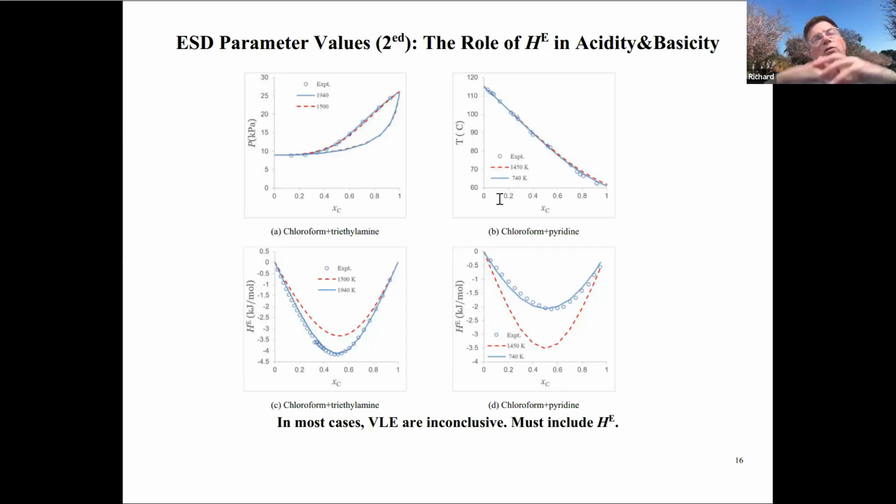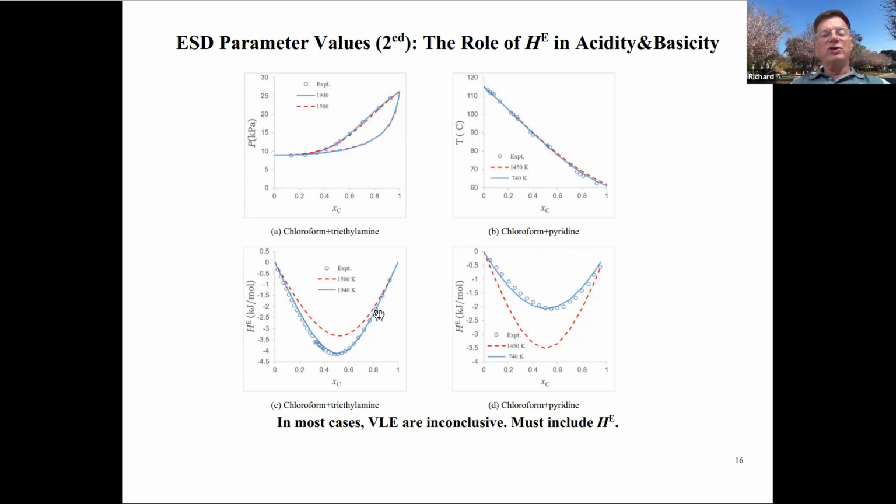Okay, let's talk about expanding and extending to more and more types of mixtures and types of interactions. Well, if we just use vapor-liquid equilibrium, what we find is there's not much difference in the vapor-liquid equilibrium if I use 2 very different values for this hydrogen bonding energy or acidity or basicity, okay? Same thing happens with chloroform and pyridine. I mean, pyridine has to be a strong base. There must be some difference, but you can't see it when you just look at vapor-liquid equilibrium.